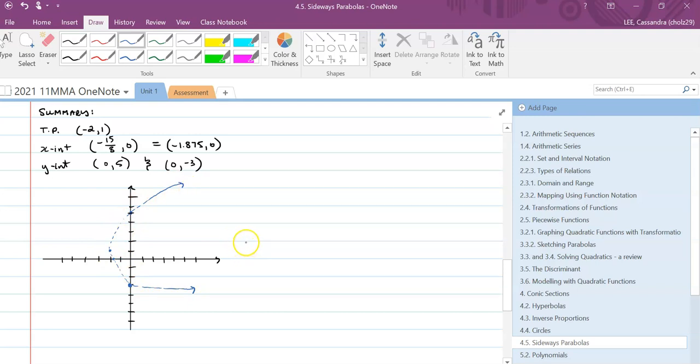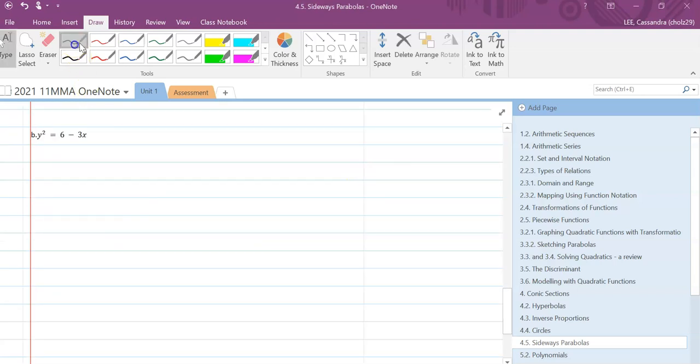All right, so let's jump in. Let's do another example. Okay, so this is not exactly written in the form that I want it to be written in. Remember when we have turning point form, that's going to be (y - k)² = a(x - h). Okay, so what I need to do then is factorize this here.